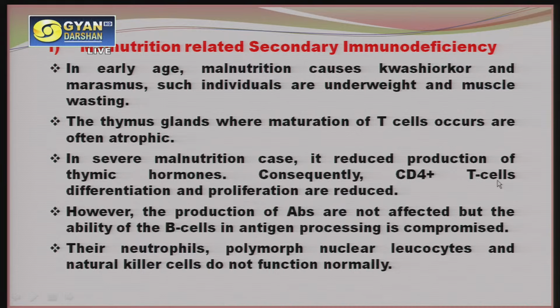Consequently, CD4 positive T cell differentiation and proliferation are reduced. It means the CD4 T cells will not differentiate well, and they will not be recruited by the particular APC, antigen presenting cells. However, the production of antibody is not affected, but the ability of the B cell in antigen processing is compromised. Neutrophils, polymorphonuclear leukocytes and natural killer cells do not function normally.